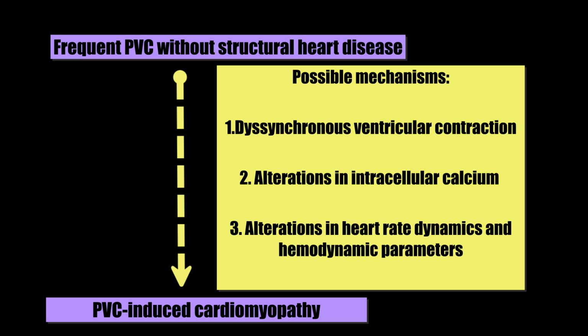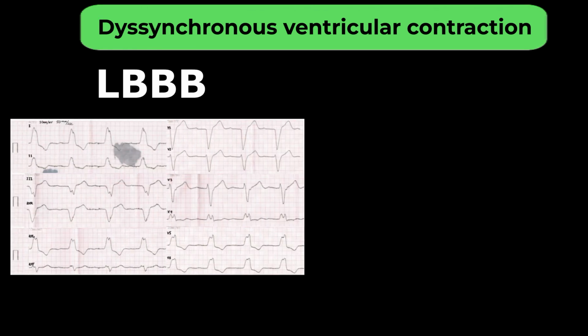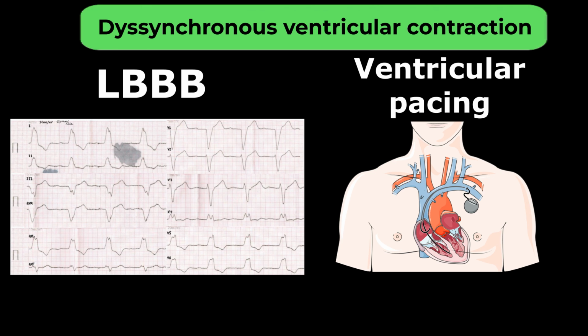The mechanism of left ventricular systolic dysfunction has yet to be elucidated, but possible mechanisms are desynchronous ventricular contraction, alteration in ventricular calcium level, and alteration in heart rate dynamics and hemodynamic parameters. Desynchronous ventricular contraction is caused by abnormal ventricular activation during PVC, similar to left bundle branch block or ventricular pacing.